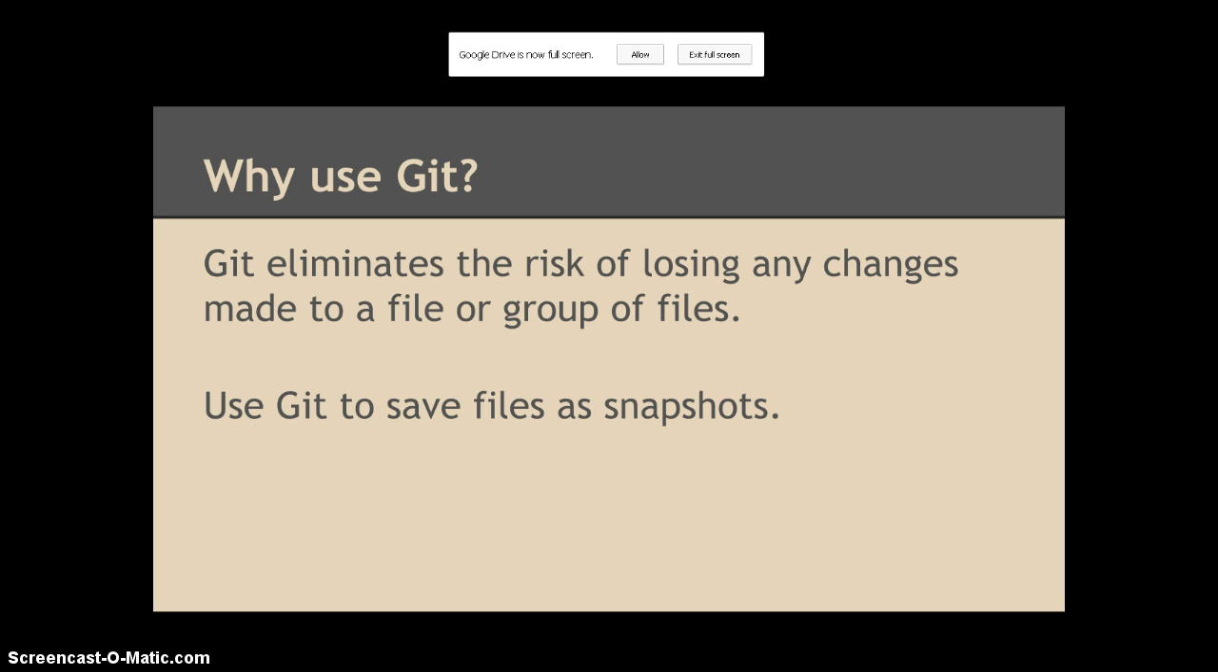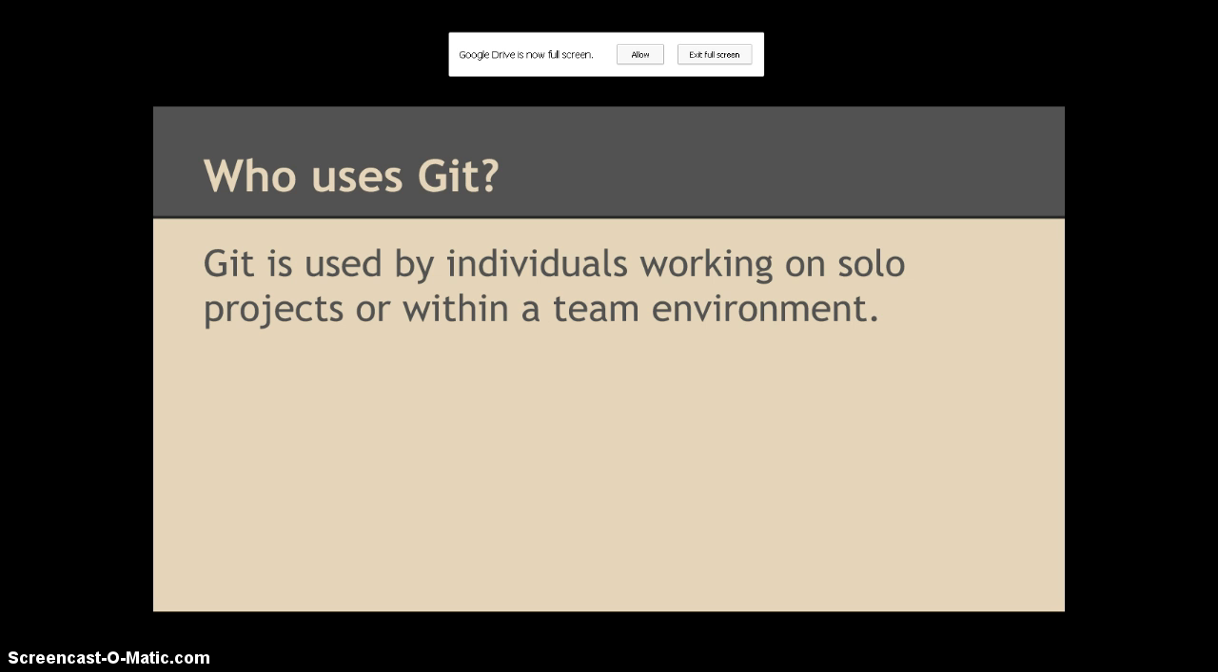So why use Git? Git eliminates the risk of losing any changes that are made to your file, or if you're in a group setting, files within a group. So just say if you and three other people made a change to the same file. Now that can get confusing very quickly. So what happens is you can each make changes to the same file, and nothing is permanent until you guys agree on it. So your files are saved as snapshots at your request only. Nothing's permanent. Nothing can be undone.